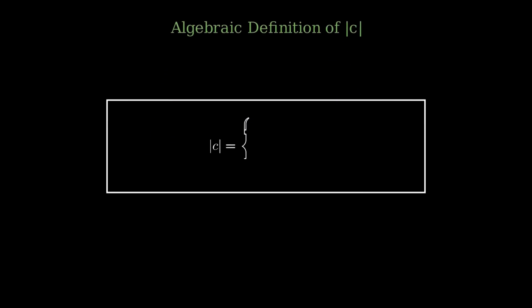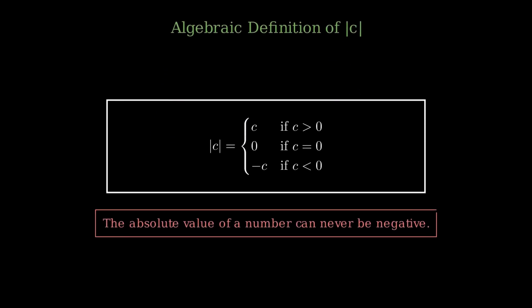More algebraically, the absolute value of C is defined in 3 parts. It is equal to C if C is positive, 0 if C is 0, and negative C if C is negative. Remember, negative C makes the value positive when C itself is already negative.